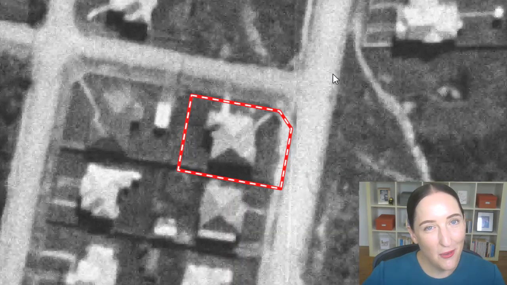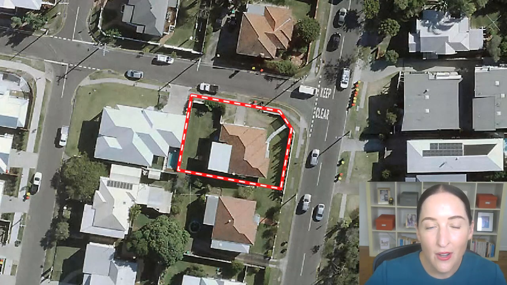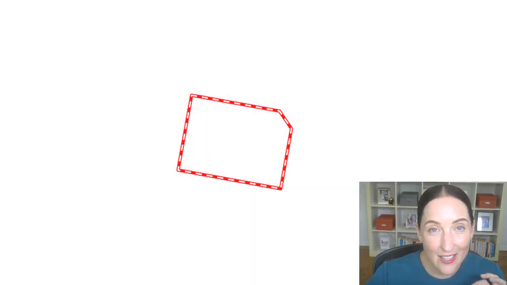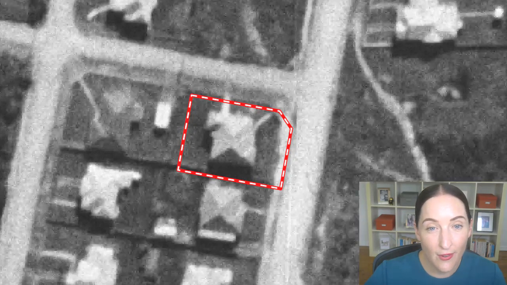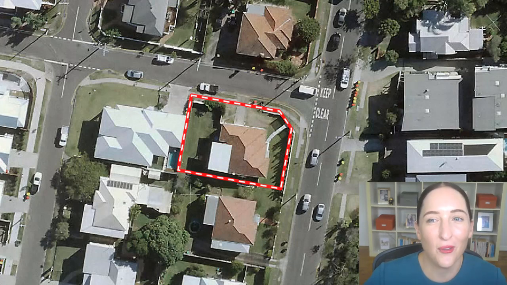In this first example, we've got the 1946 aerial photo turned on. Jump across to 2021, and what you'll see is the exact same house is there in both of those photos. Same outline, same ridge lines, same proportions, everything. I wish they were all like this. My job would be so much easier if they all looked like this.